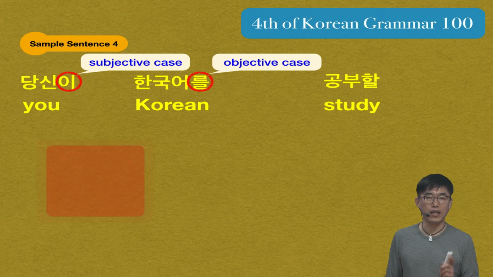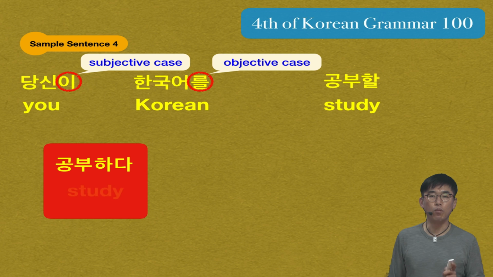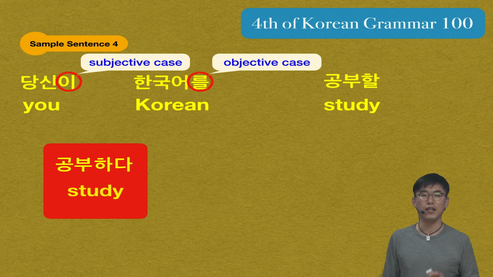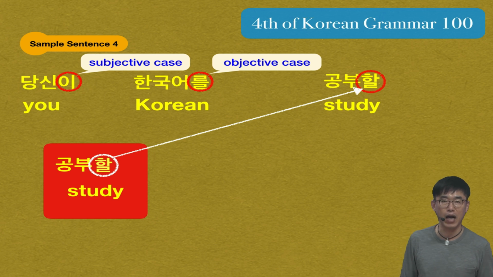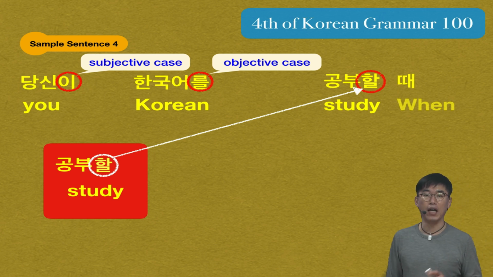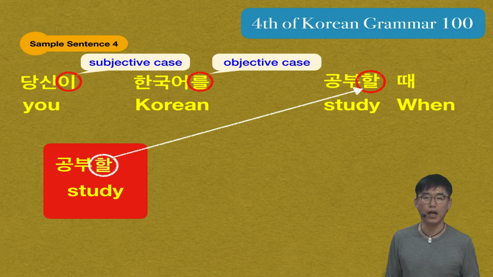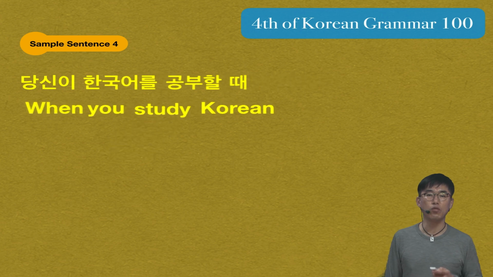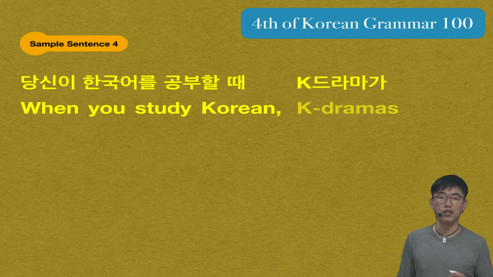And 공부할 때 is also composed of 공부하다 and 때. 공부하다 is to study, and if you remove 다 and place the final sound, the 리을 under 하, and place 때 behind it, that is to say 공부할 때. This is the same as when you study. So 당신이 한국어를 공부할 때 is when you study Korean, and drama is written as it sounds in English, drama, and 가 is the subjective case.